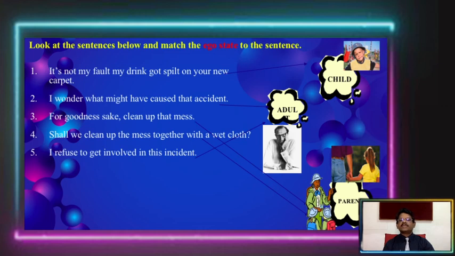If you see the parental ego state, you can see "For goodness sake, clear up that mess." Then, "Shall we clean up the mess together with a wet cloth?" This is related to adult. "I refuse to get involved in this incident." That is again something related to the child. The fourth one, "Shall we clean up the mess together with a wet cloth," is related to the adult.